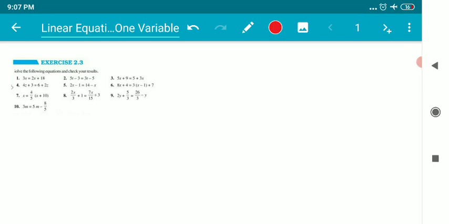Children, we have been dealing with the chapter linear equations in one variable, in which we have already completed two exercises, 2.1 and 2.2. In them we understood how to deal with linear equations, framing equations using statements, or how to derive an equation from statements. These things we have already done.